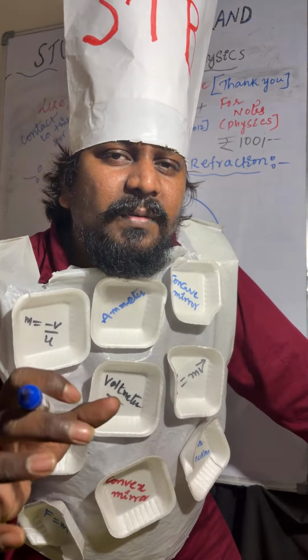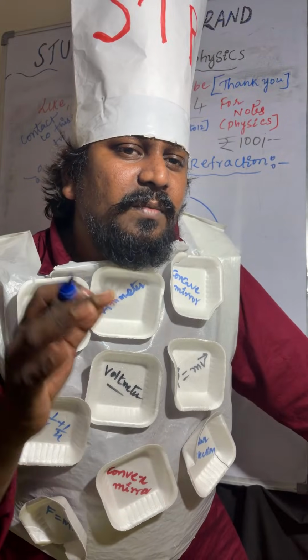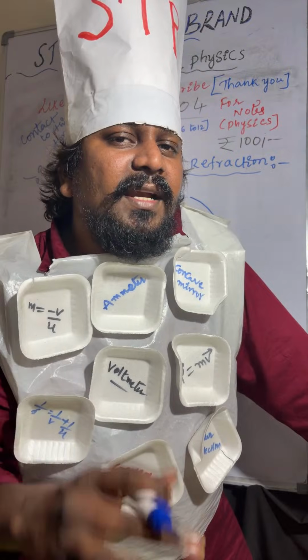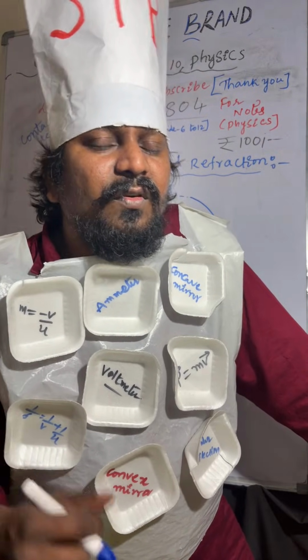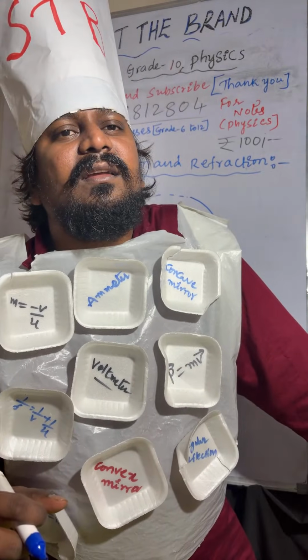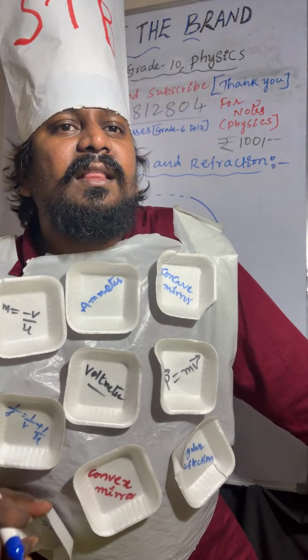The midpoint of the mirror is called pole. The line joining the center of curvature and pole is called principal axis. After reflection, all light rays meet at one point on the principal axis called focus. The distance between focus and pole is called focal length.